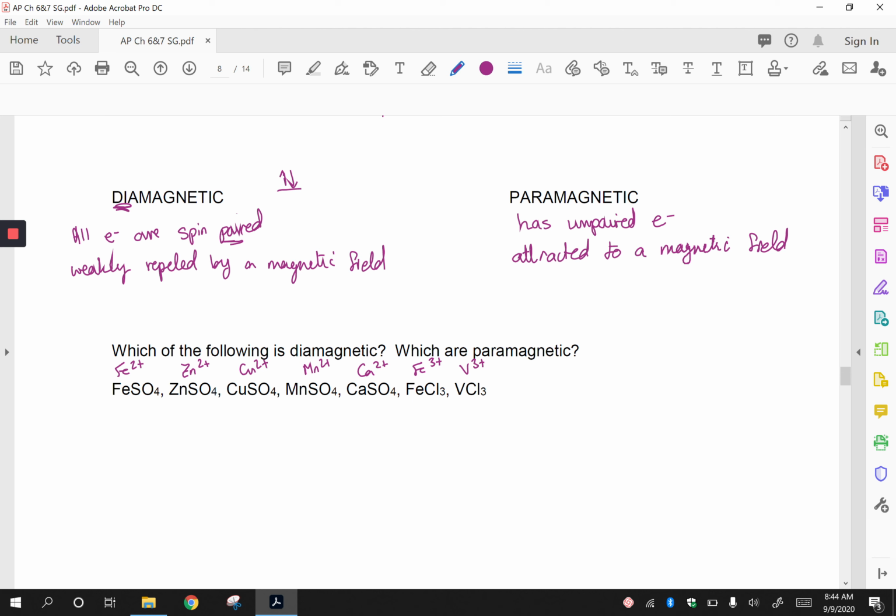So what you're going to do is you're going to look at the electron configuration of the ions, not the neutral element, but the ion. So think about Fe, and then take 2 electrons, and think about what the electron configuration would be. And if it's all spin paired, then it's going to be diamagnetic. If it has some unpaired electrons, then it's paramagnetic. So I want you to stop the video right now, try to come up with the answers here, and then check my answers after. So stop the video and work on it.